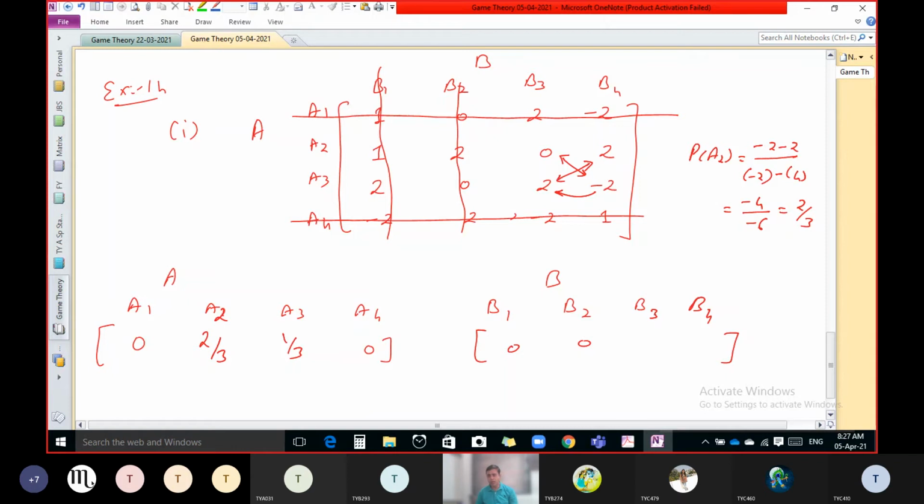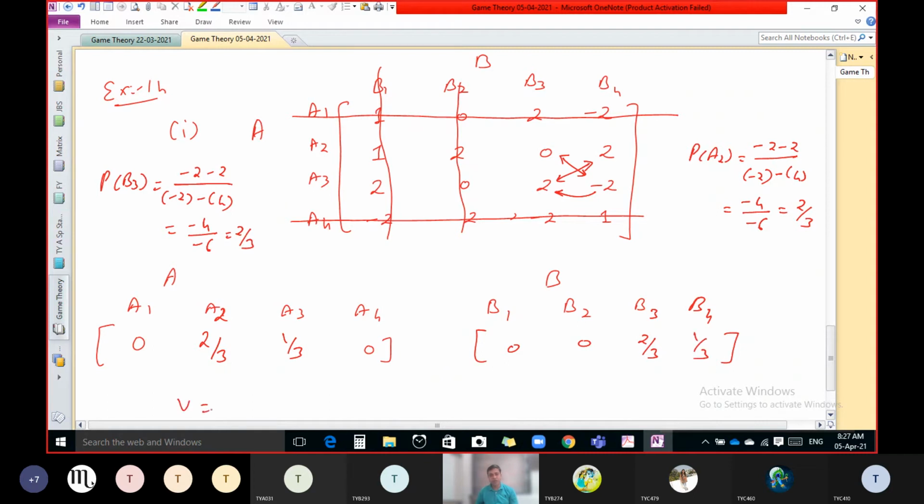Now let us find the probability of B3 first of all. Probability of B3, same thing you have to do. In the numerator you have to write -2 -4. And now tell me what we have to write in the numerator. -2 -2. Correct. So ultimately we get -4 upon -6. Once again we get 2 by 3, but it is the probability of B3. B3 is 2 by 3. So B4 is also 1 by 3. Over.